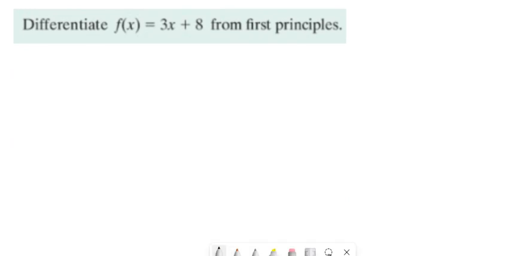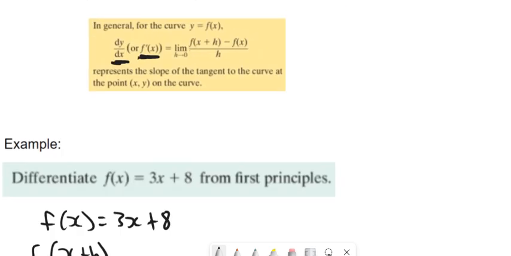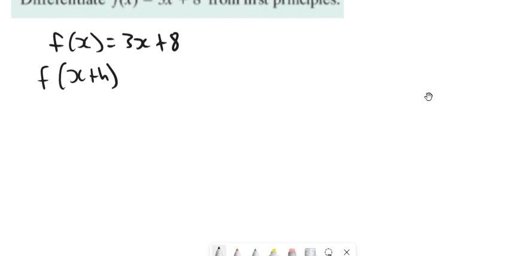So I have f(x) here. f(x) is equal to 3x + 8. So this is a nice little example. I'm going to do f(x+h) first, just like we said up above. So f(x+h) would have to be 3 times (x+h) plus 8.